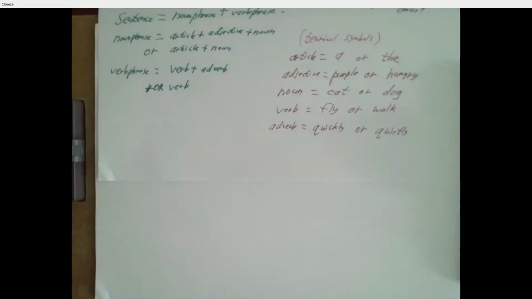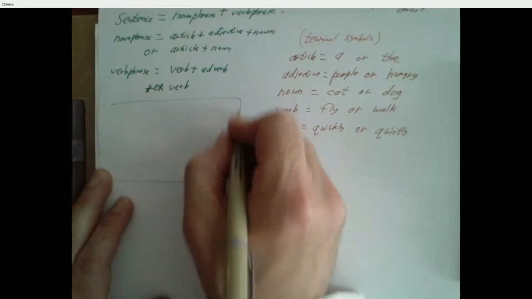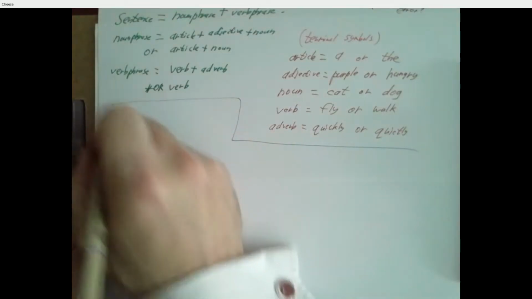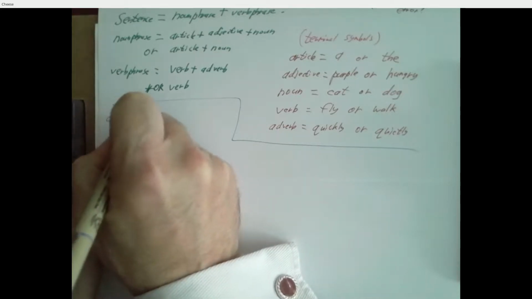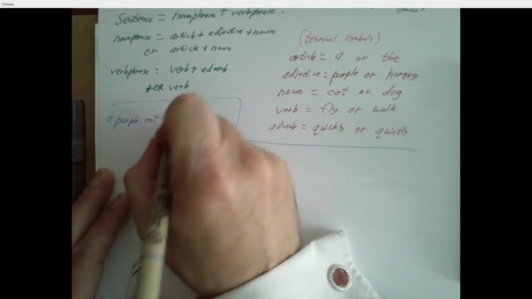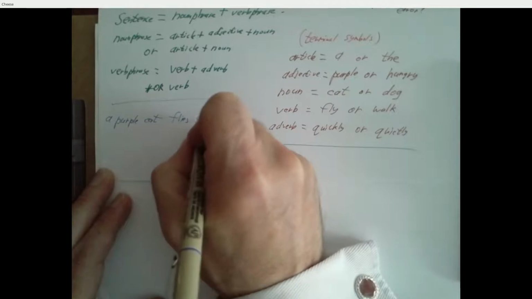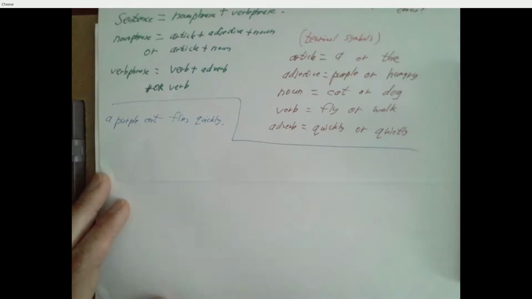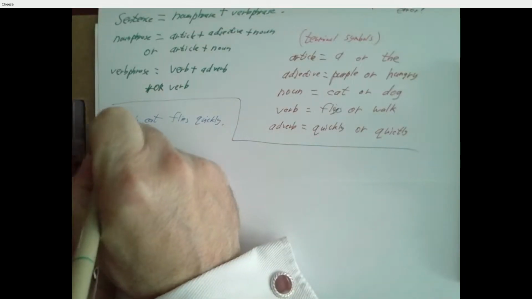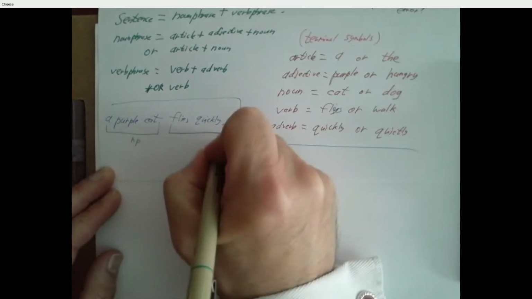Okay, well, we can do a couple of things with this now. One, we can look at a sentence and see, is it valid in this language? So here's a sentence. A purple cat flies quickly. Don't worry about proper English. Is that syntactically a correct sentence? Absolutely. And how do you know? Because a purple cat is a noun phrase, flies quickly is a verb phrase.